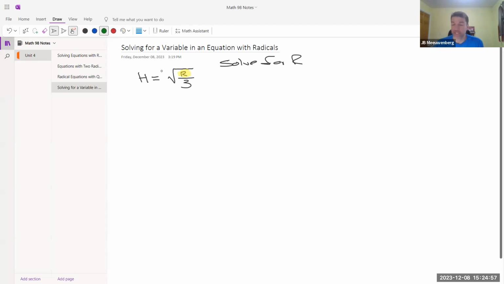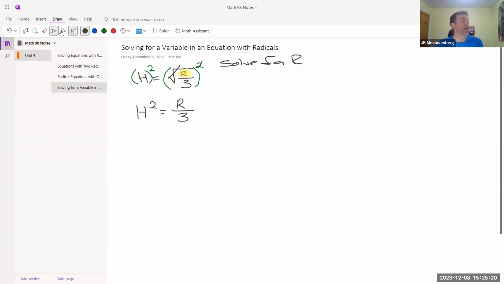It's the same as we've seen in the other videos. We need to square it. So we're going to take this entire thing and square it. And then we also have to square the other side of the equation. So what we have then is h squared is equal to, this square cancels out the entire radical, leaving us with just r over 3.